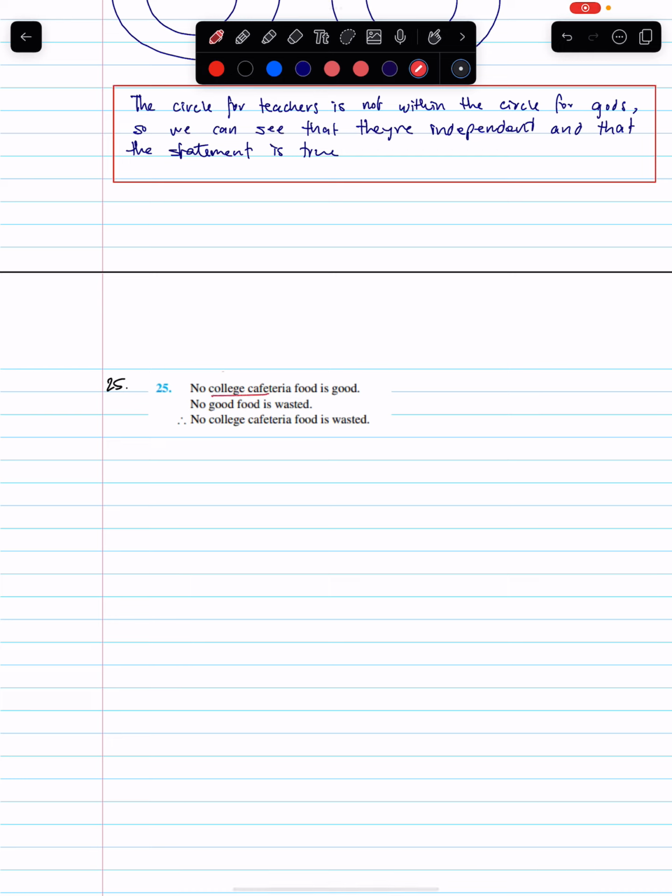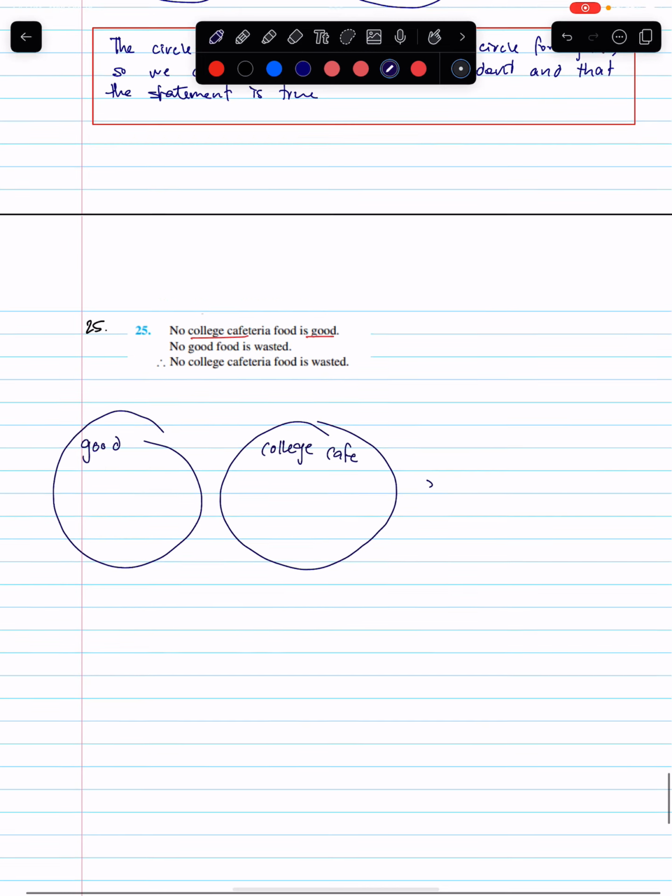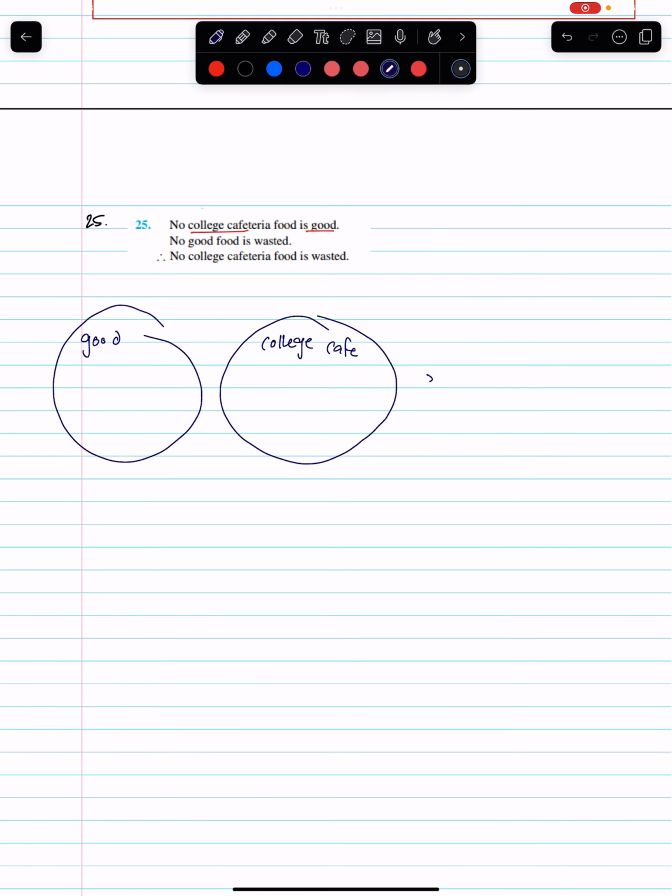No college cafeteria food is good, and no good food is wasted. So no college cafeteria food is wasted. So let's start from the first. No college cafeteria food is good. So the circles for good and college cafe food are separate. They're independent of each other. One is not within the other. No college food is good. So they're just independent circles, right? Next. No good food is wasted.